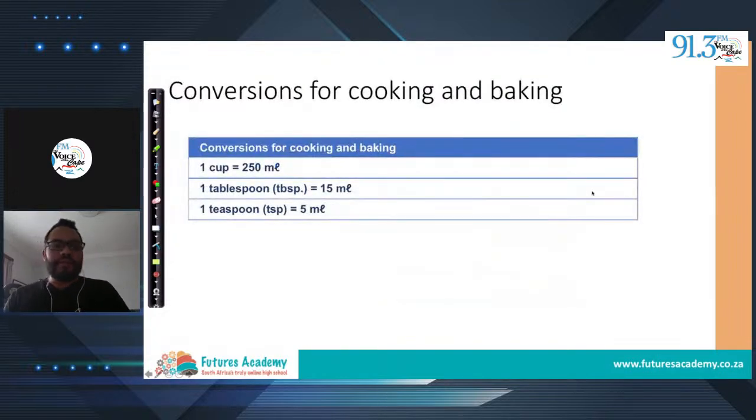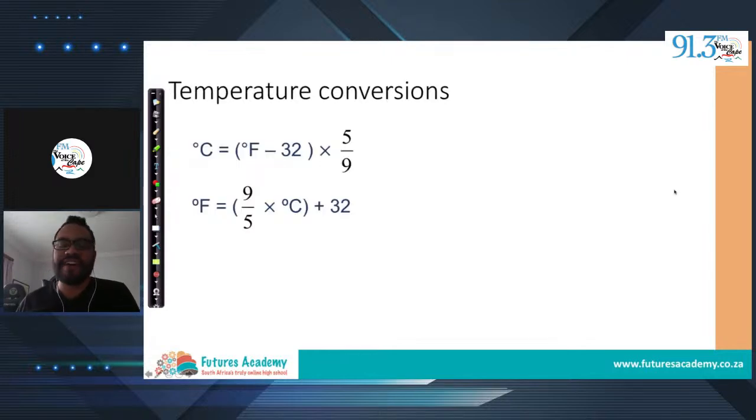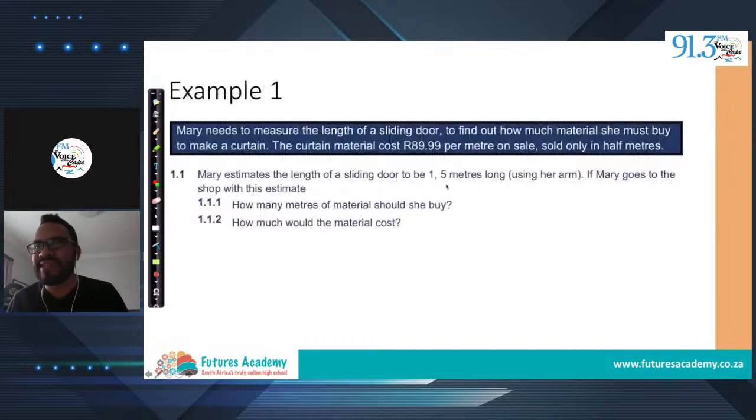When we look at conversions for cooking and baking, generally 1 cup is 250 milliliters, 1 tablespoon is 15 milliliters, and 1 teaspoon is generally 5 milliliters. Temperature conversions: you will generally be given the temperature in one unit of measurement, either Fahrenheit or Celsius, and you're generally also given the formula in which you have to substitute and simply convert. I'm not going to give you any examples right away on this. It's merely to make you aware of the different conversions we are considering. We looked at cooking, we looked at the metric and imperial system, we looked at mass, and we also looked at lengths. And now we are looking at units of temperature, Fahrenheit and Celsius.